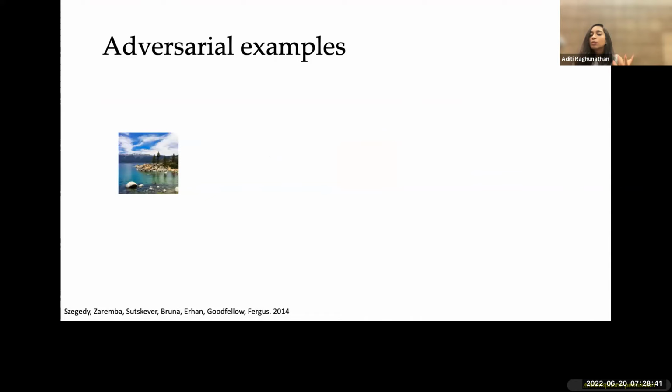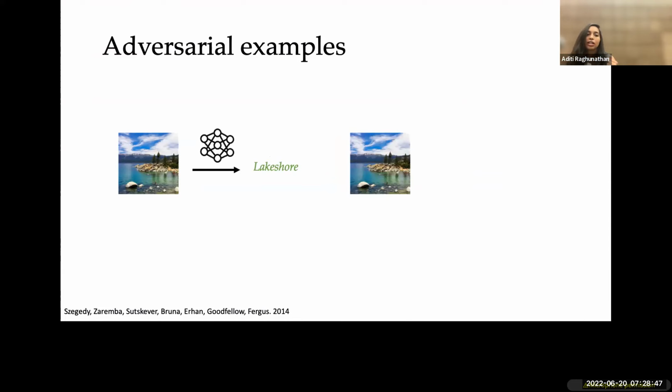So the more canonical example is as follows. This is an image of a lakeshore. If you take any good ImageNet classifier today, it would correctly classify it as a lakeshore. But I can make really small changes to this image to get this new image on the right, which very much looks like the same image on the left, except that each pixel is changed by a small amount. This is imperceptible. But now a model is going to call it a completely different class: laptop.